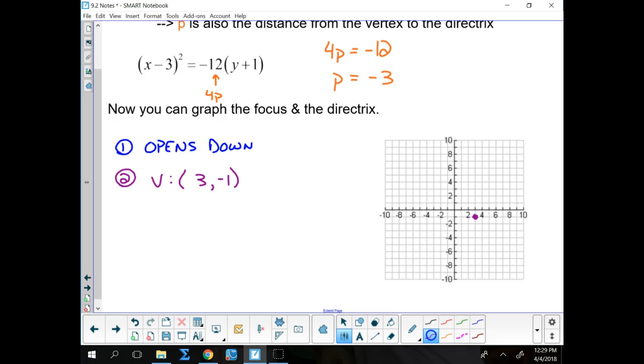So there's our vertex. Step 3 tells me that p, that distance, is 3. So now, because I'm opening down, 3 down from my vertex, 1, 2, and 3, is my focus. So where is the focus? 3 comma negative 4.